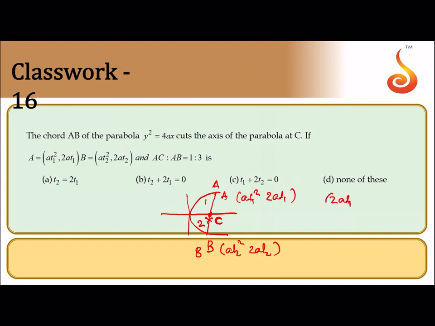So the y coordinate will be 0. What is the y coordinate then? This point is 2at1 into 2 plus 2at2 into 1, divided by 3, is equal to 0. Y coordinate is equal to 0. So from this we get 2t1 plus t2 is equal to 0. Simple ratio problem.